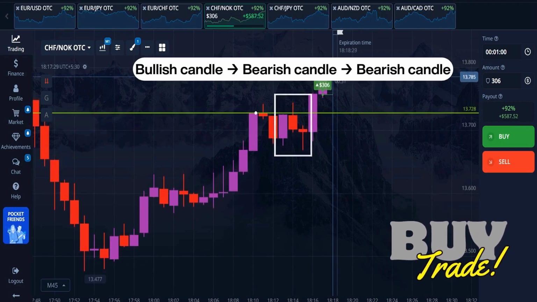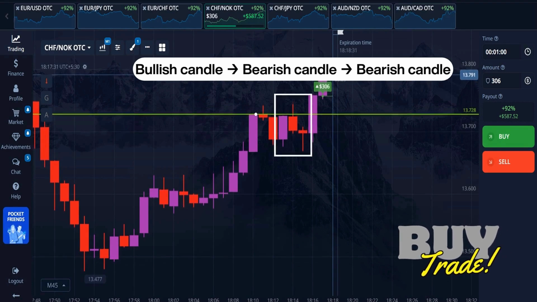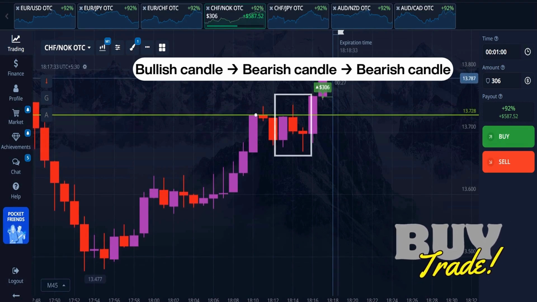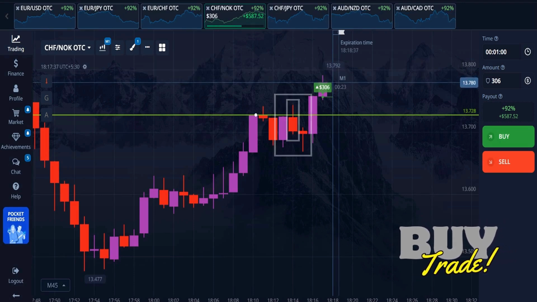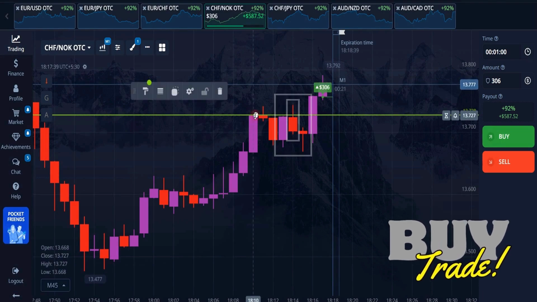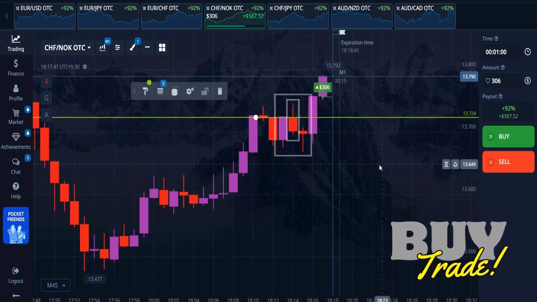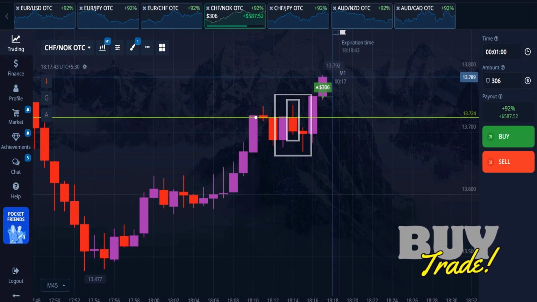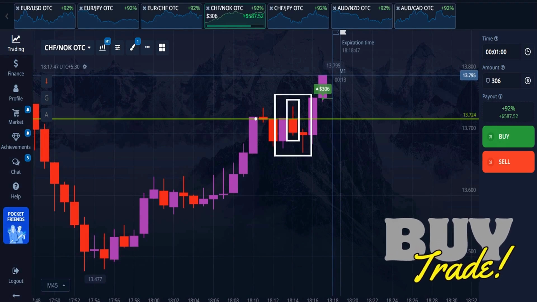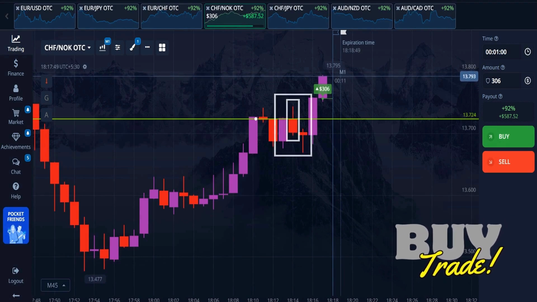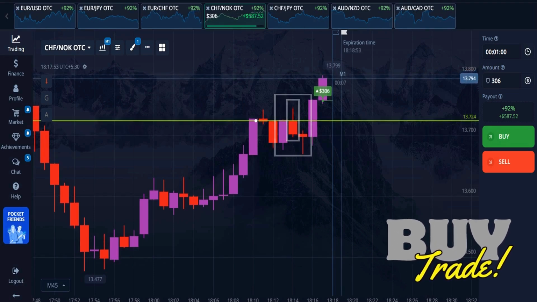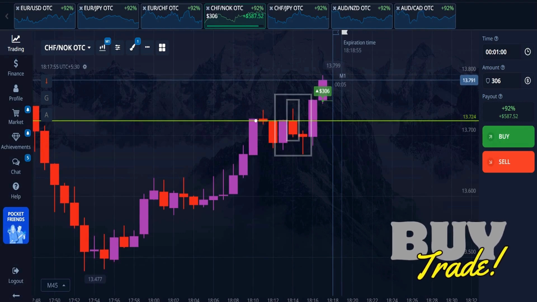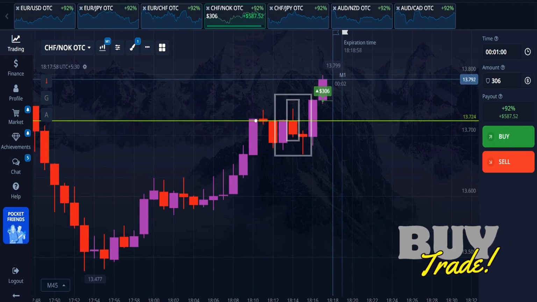Step 1. Look for this candle pattern on the chart. Green, bullish candle, followed by 2 red, bearish candles. Step 2. Now focus on the second candle in the pattern, the second red candle. Look at its wicks, the small lines on top and bottom. Step 3. Check which wick is longer, top or bottom. If the top wick is longer, draw a horizontal line at the top side of the candle's body, not the wick.